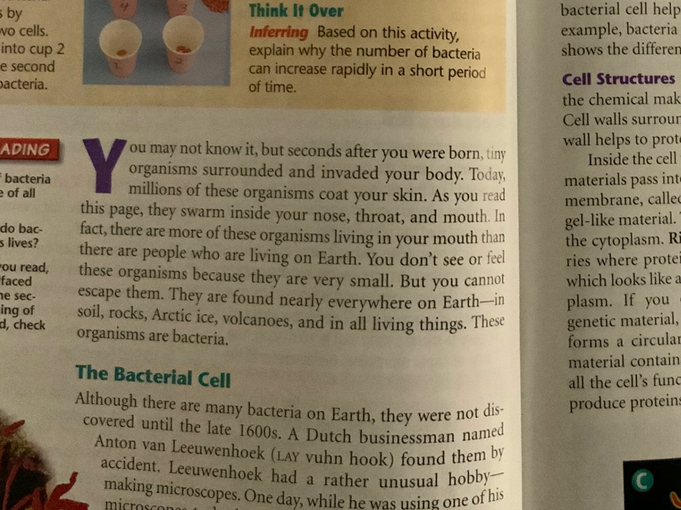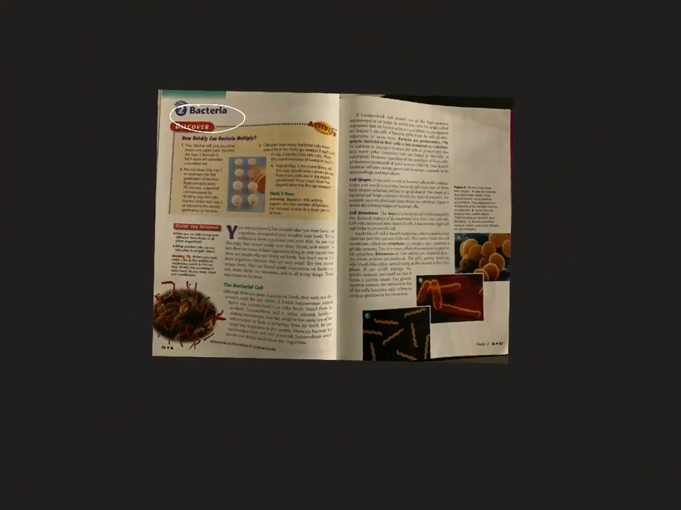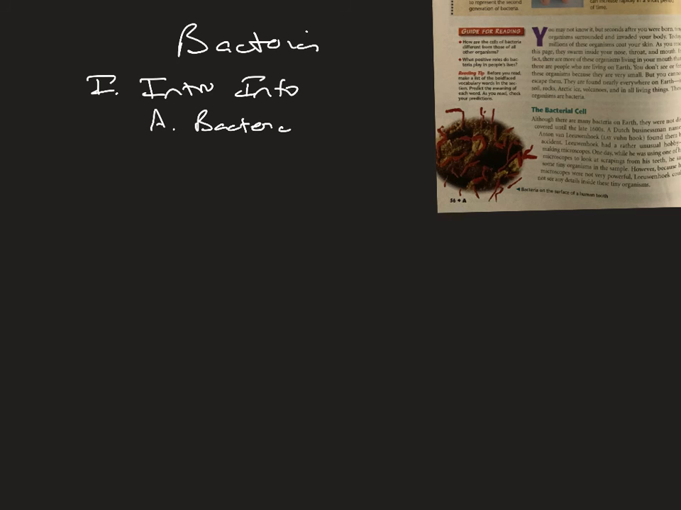So, like I said, what I'm going to do is backtrack here. I'm going to scoot that way over here. And now I'm going to write down bacteria, Roman numeral 1, intro info. And letter A, the first thing that it said was that bacteria are everywhere, didn't it? So I'm just going to write that out. Bacteria are everywhere.